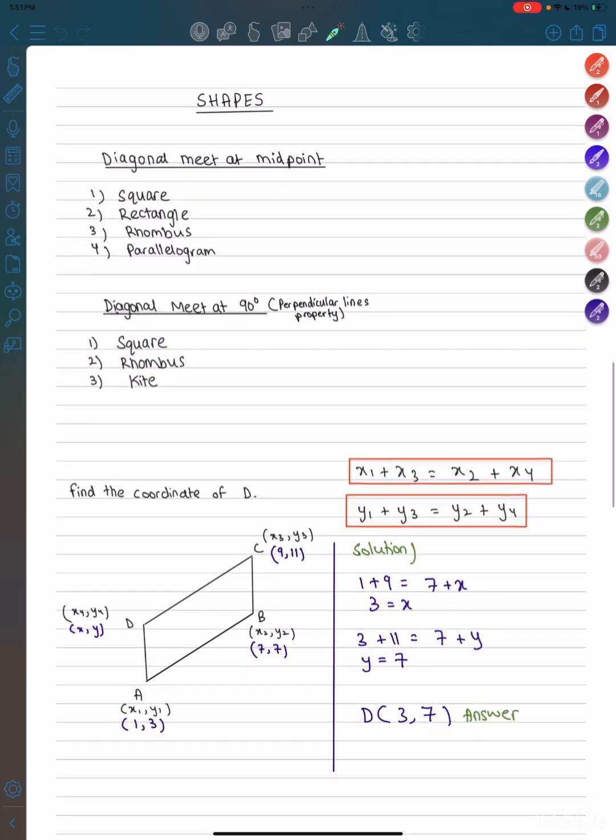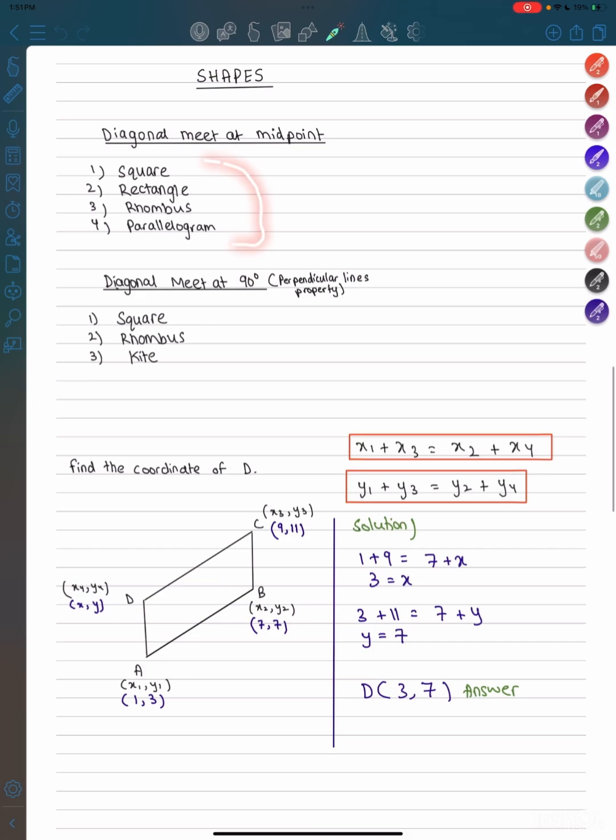And then we have shapes. There are a few properties that you should know: the diagonals meet at the midpoint for these four shapes, and the diagonals meet at 90 degrees for these three shapes. Of course, the property of perpendicular lines is applied over here, which sometimes you might want to use if they're asking about the gradient.